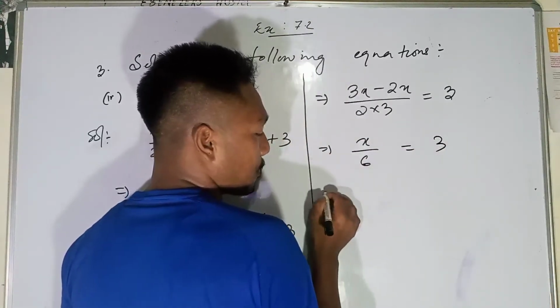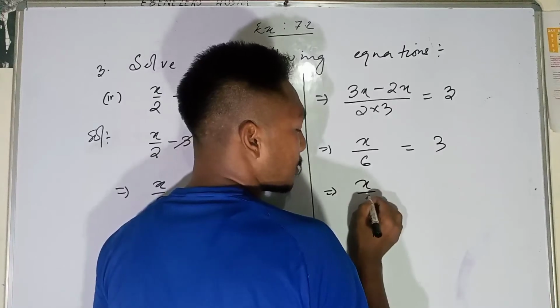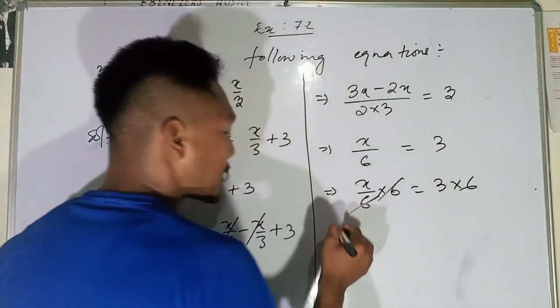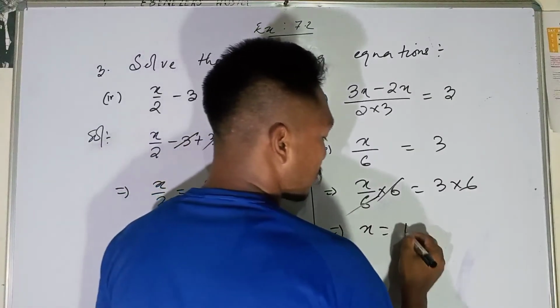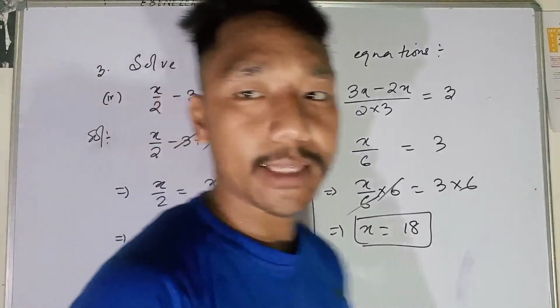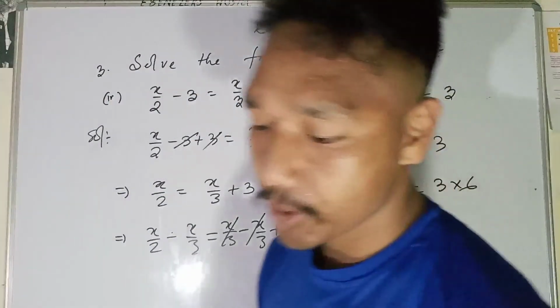Now I'll try to remove 6. The 6 is in the division, that means I have to multiply both sides by 6. So 6 and 6 get cancelled. Then x is equal to what? 6 3s are 18. This is what we are getting. x is equal to 18. Okay. So this is our question number 4.